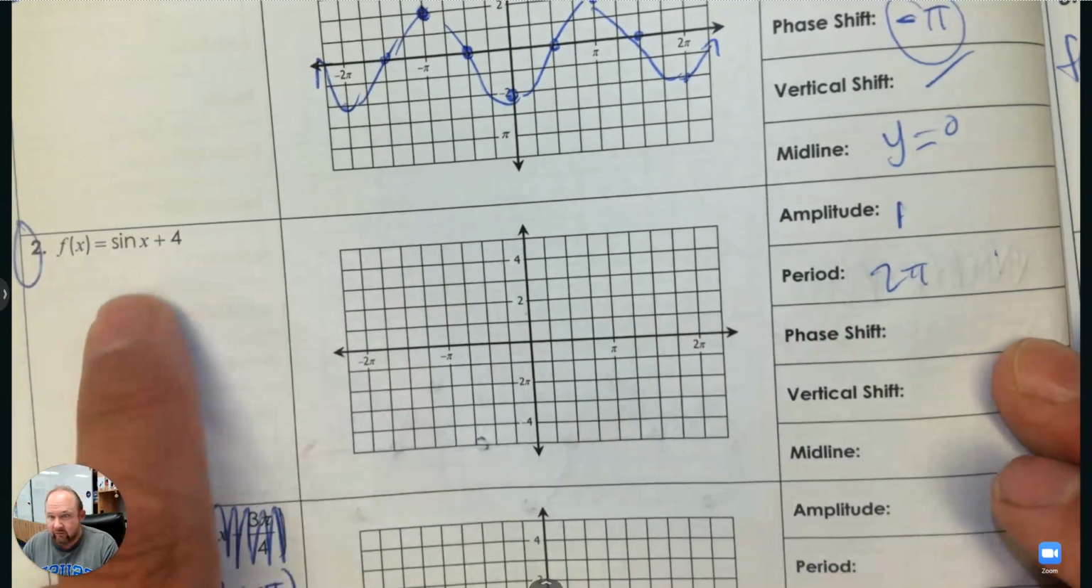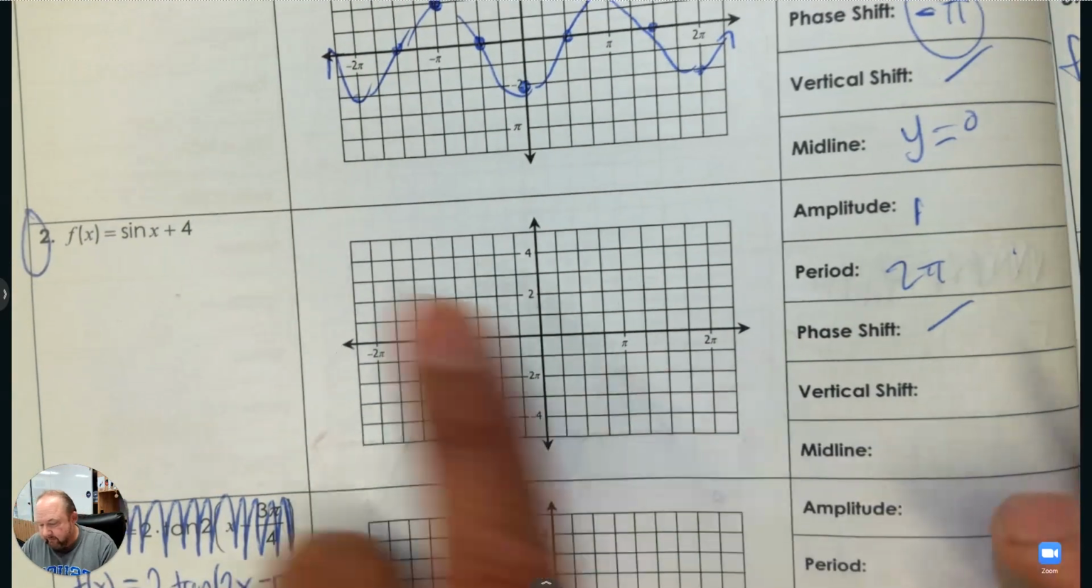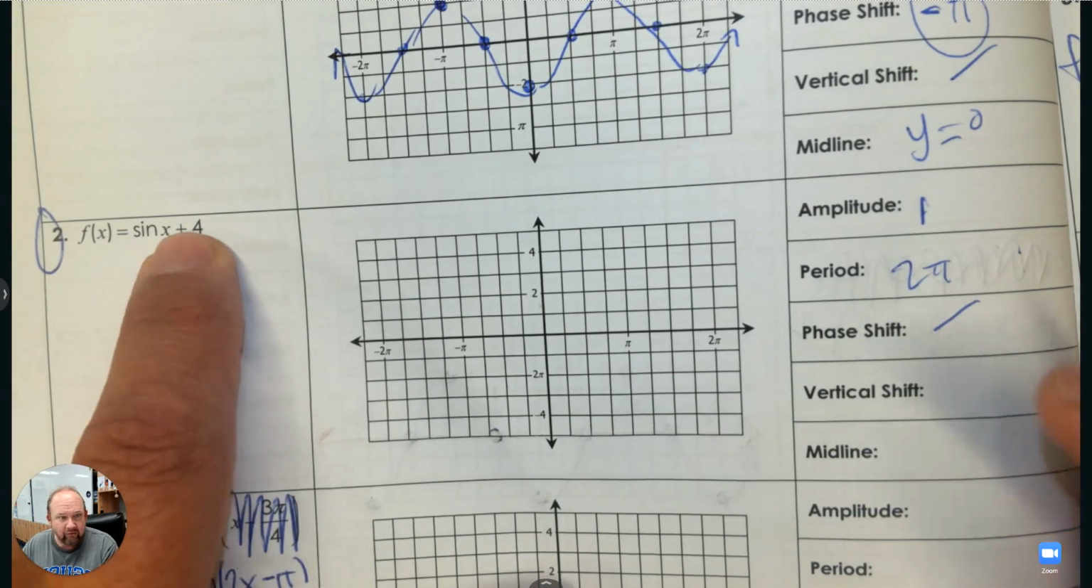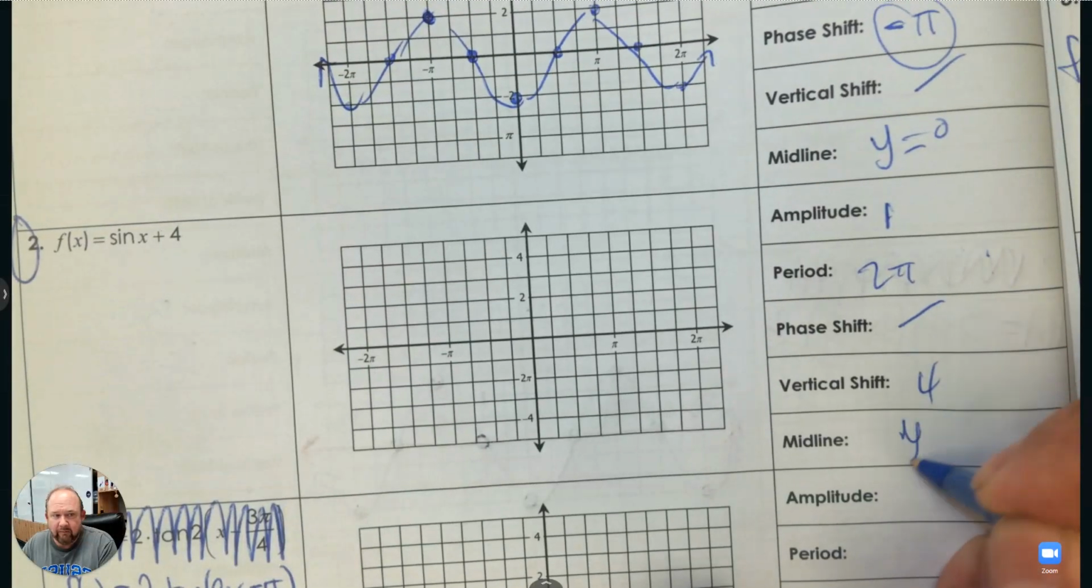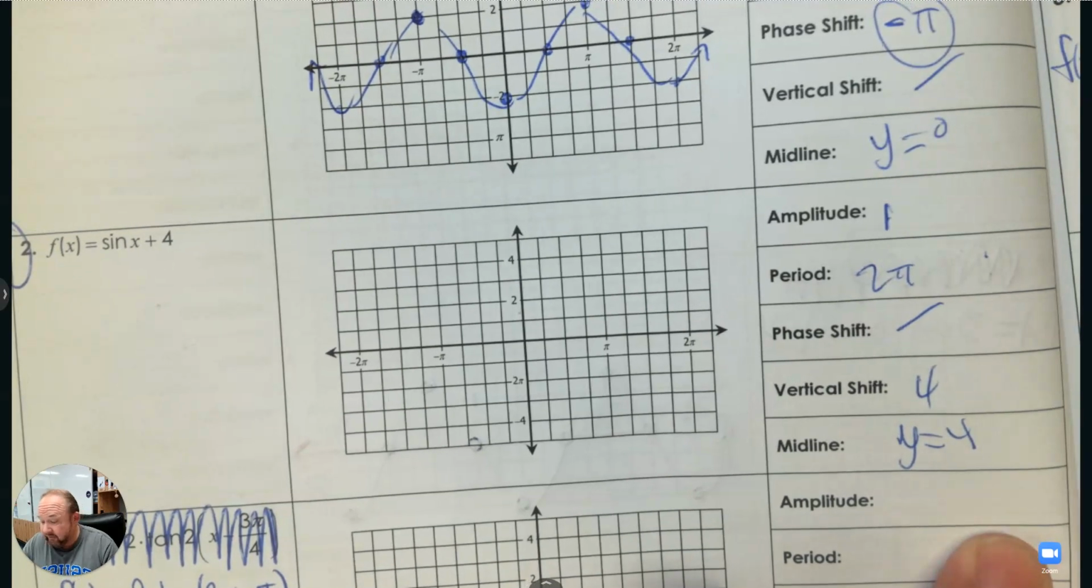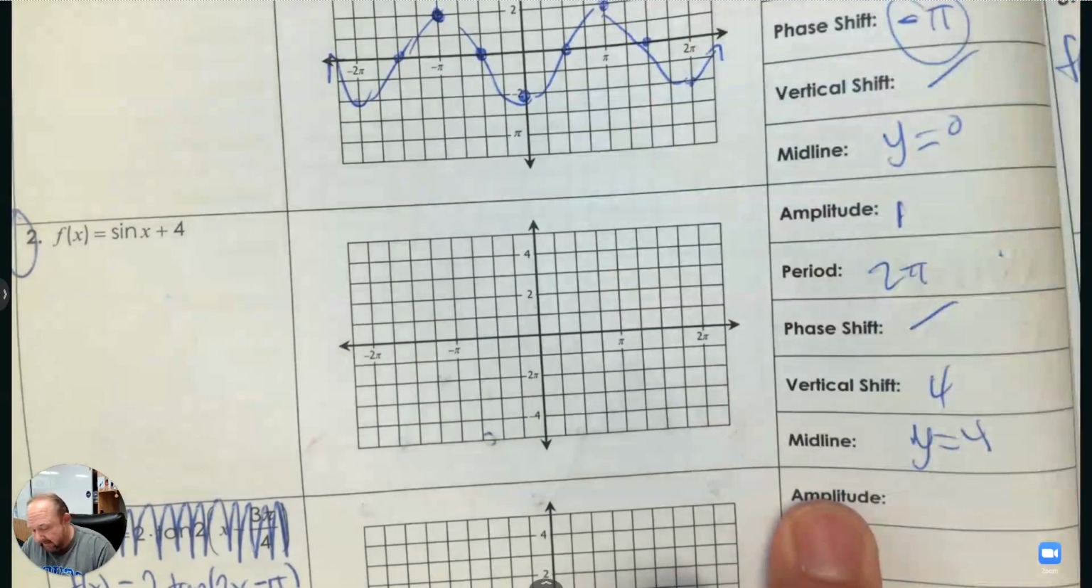Divide by 1. Phase shift: there is no phase shift. We don't have parentheses. There's nothing. The plus 4 is the vertical shift, so now our midline is at 4. So the first thing I'm going to do is draw a horizontal line at 4.